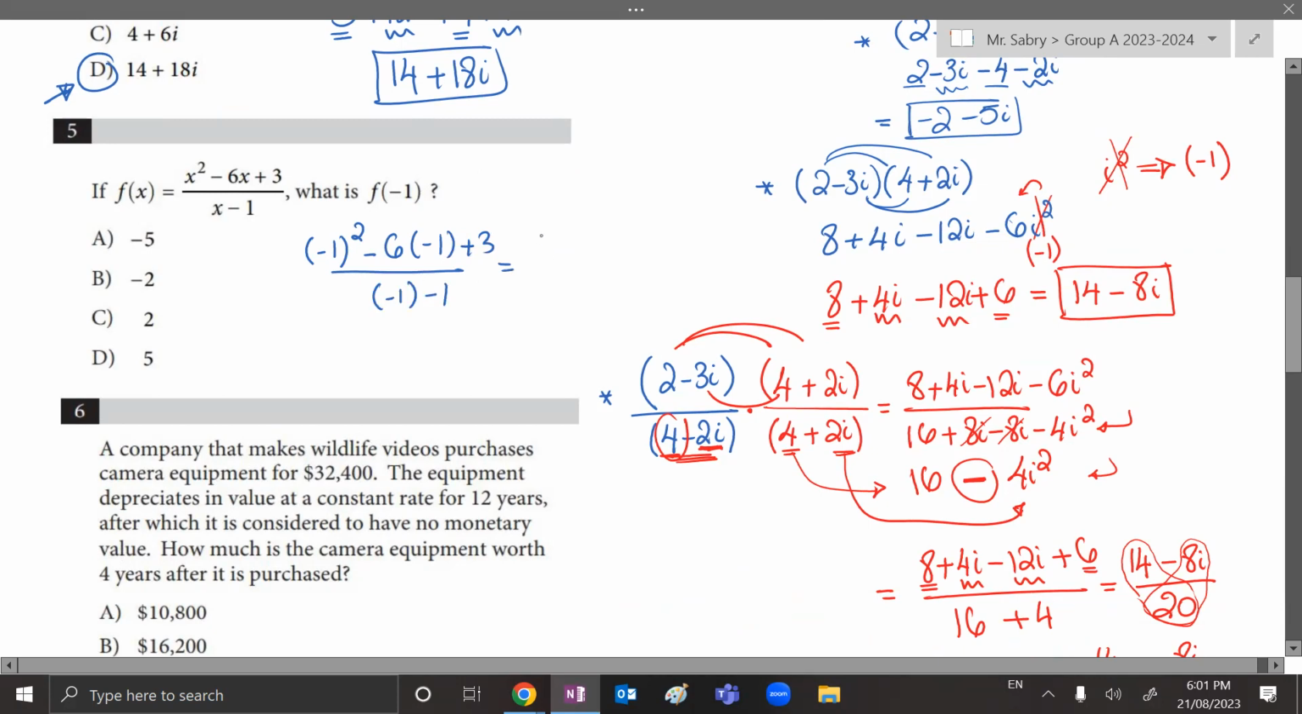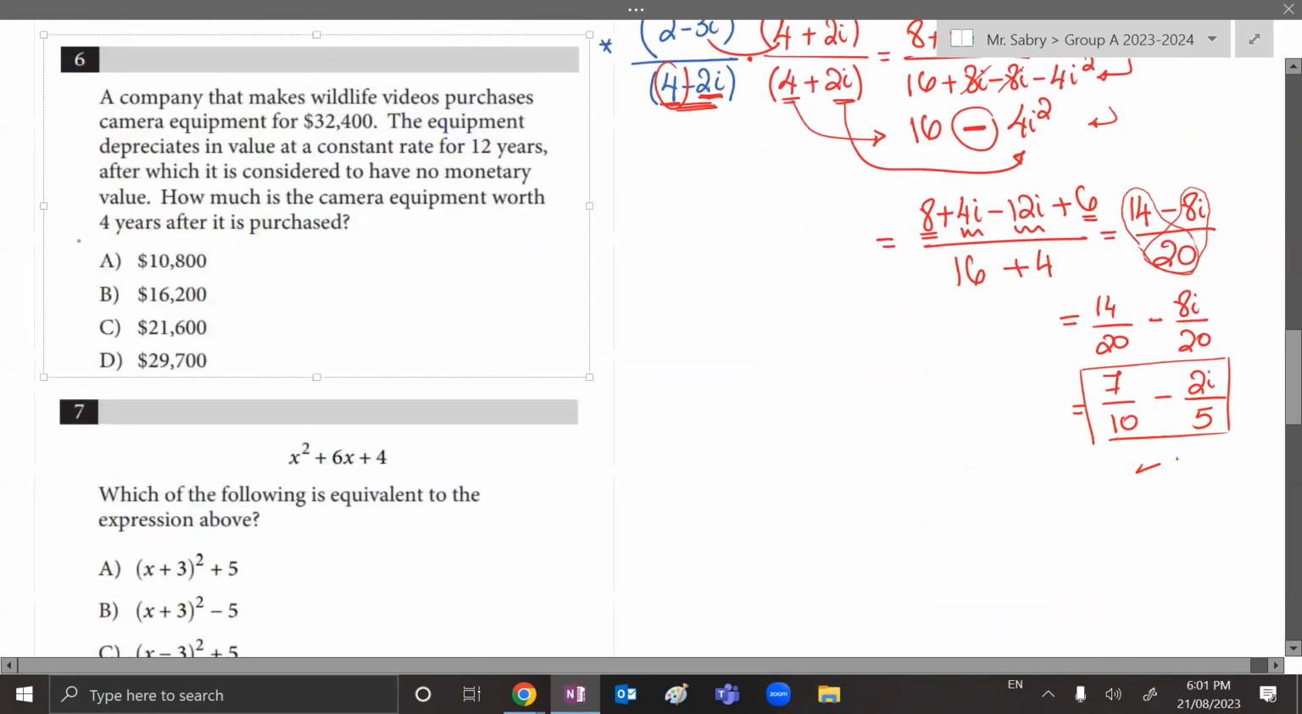On a calculator على طول it would become 1 plus 6 plus 3 which is 10 over negative 2, so that's negative 5 as the answer. A. One of the very easy ones in the whole test.